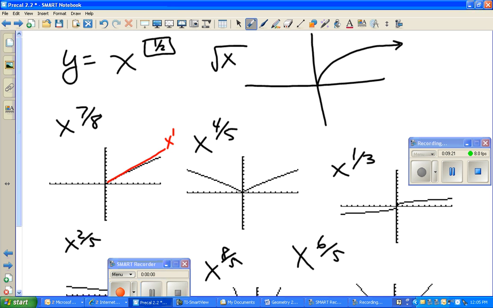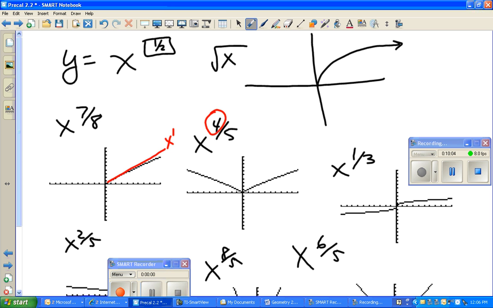Move over to x to the 4/5. Again, 4/5 is very close to 1. So you get a graph that looks very linear, but you can take the 5th root of a negative number, just like you can take the cube root of a negative number, because a negative times a negative times a negative times a negative times a negative is a real number, and a negative number. So it is even because it's to the 4th power. So you notice that when we have an even number in the numerator, x to the 4/5, we get reflectional symmetry about the y-axis.